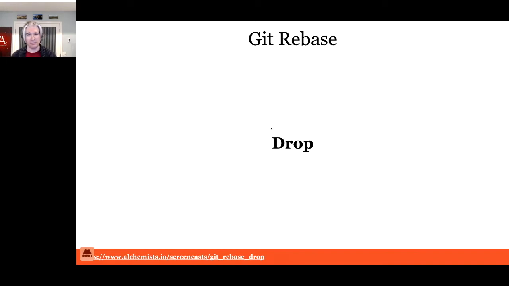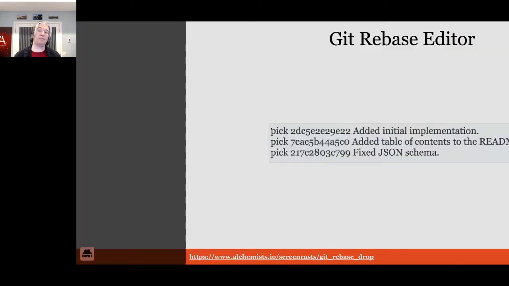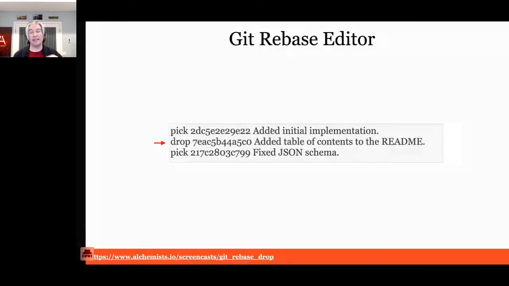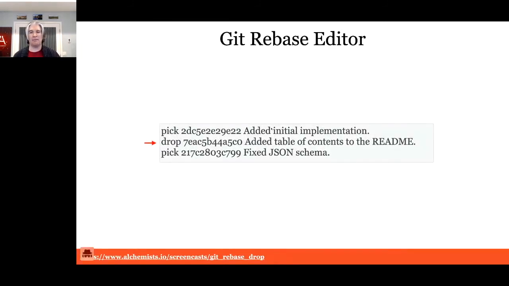The last one of all these commands is drop. And it is pretty simple, pretty intuitive, which is we'll just pick one of these commits that we want to actually delete and kill entirely, and we'll just change it to drop. So in this case, let's say that we don't care about the table of contents. Maybe we realized after we added the implementation and fixed the JSON schema that we actually maybe don't need the table of contents. So we'll just delete it completely. And that's what drop does.